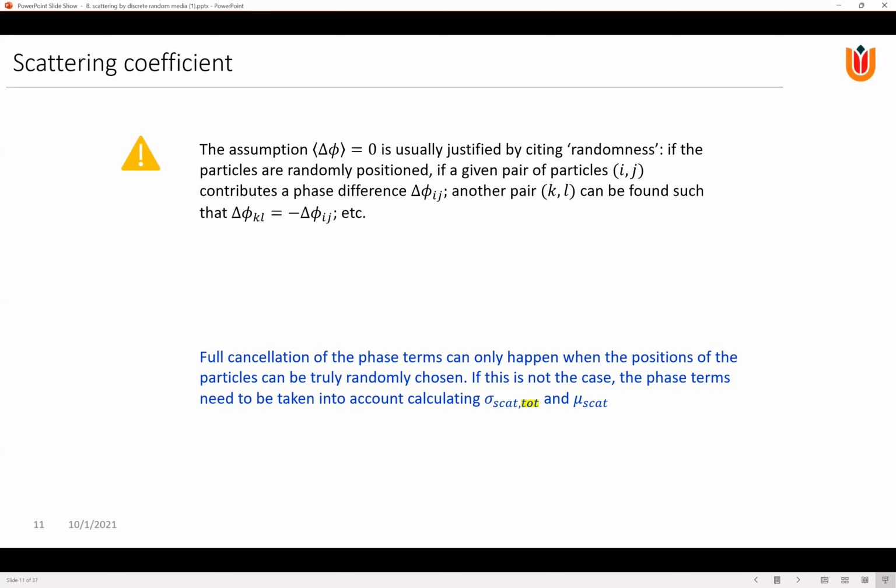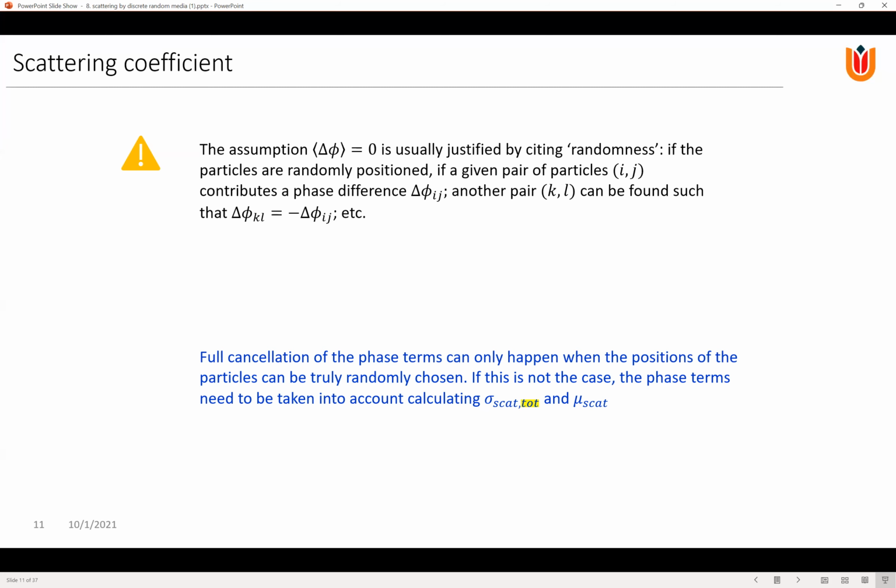So the assumption that the average delta phi, the average phase difference between two particles, is going to be 0 is justified by randomness. If you place a particle here, if you place a particle there, they will have a phase difference, of course, if you measure only the two. But you can always place another set of particles with some other positions that will generate the same phase difference, and that will then cancel the first value. So that is usually the reasoning by saying, okay, this is not so important.